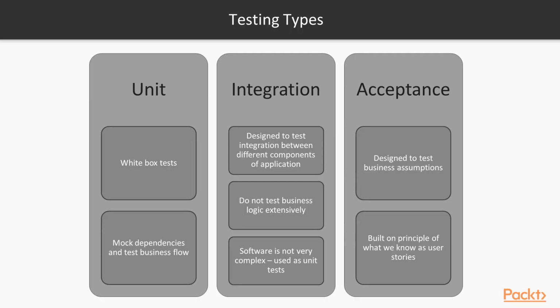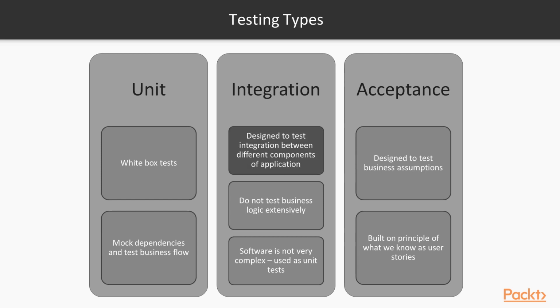Now we move on to the other part of the video, testing types. Let's see the different types of tests. The first test is the unit tests. What we call white box tests are what mock the dependencies and test the business flow of a particular piece of code. Integration tests is our next test type.